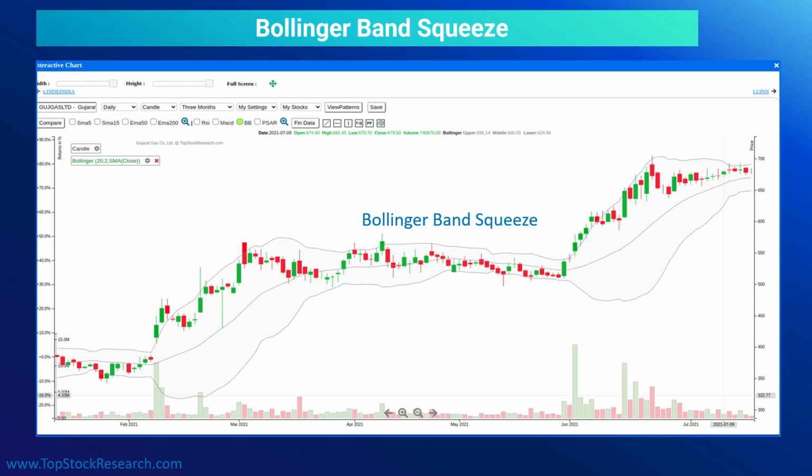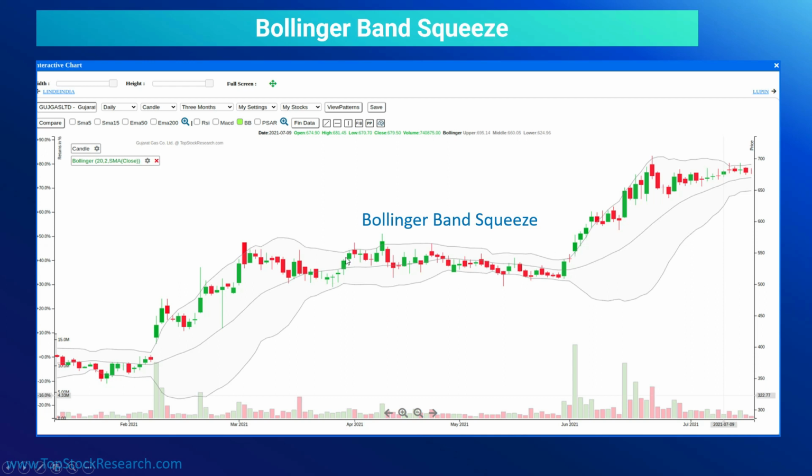Once the price goes into a consolidation phase, as in the example that has come here, it's in a very, very narrow range. This is an indicator of volatility. When the volatility is low, the band squeezes down, and when volatility is high, it goes up.